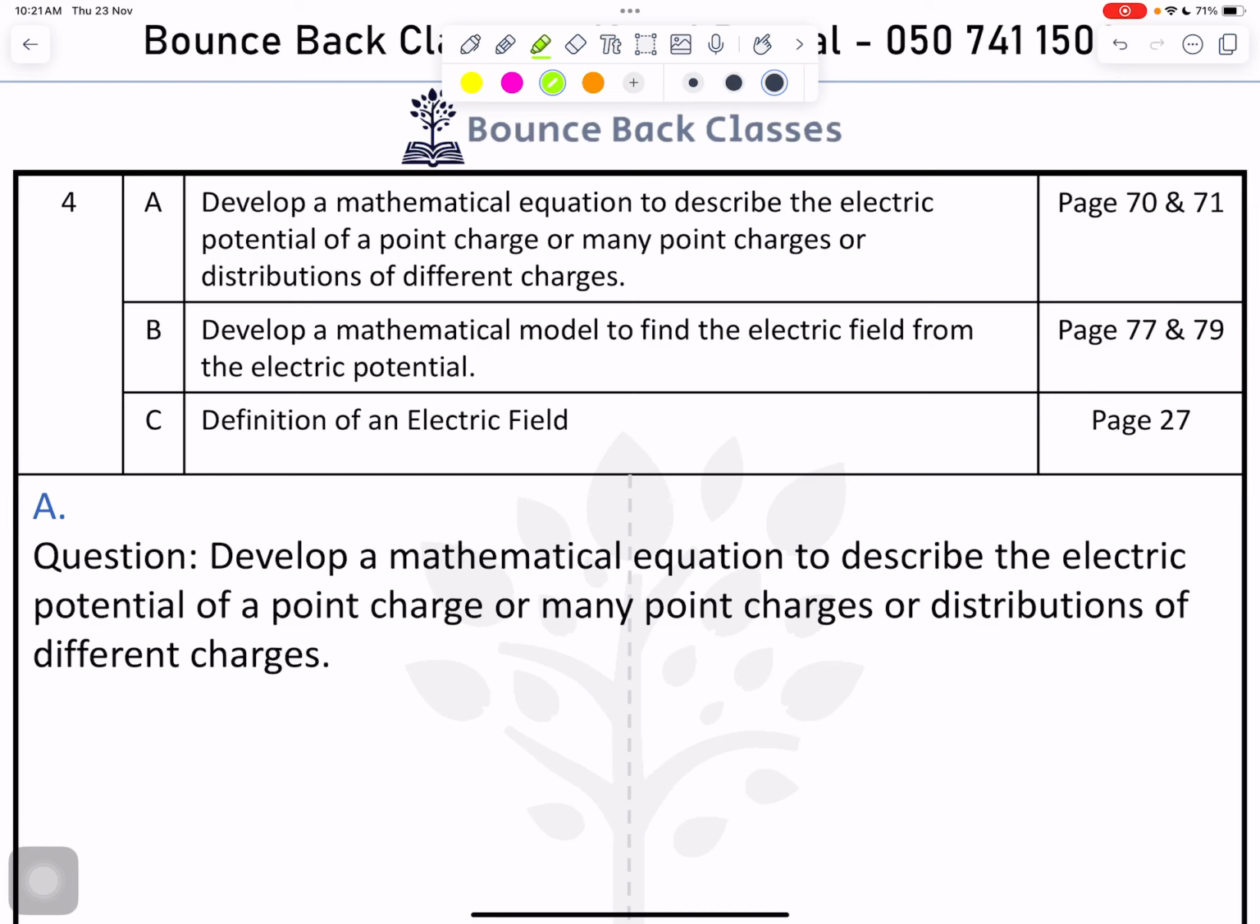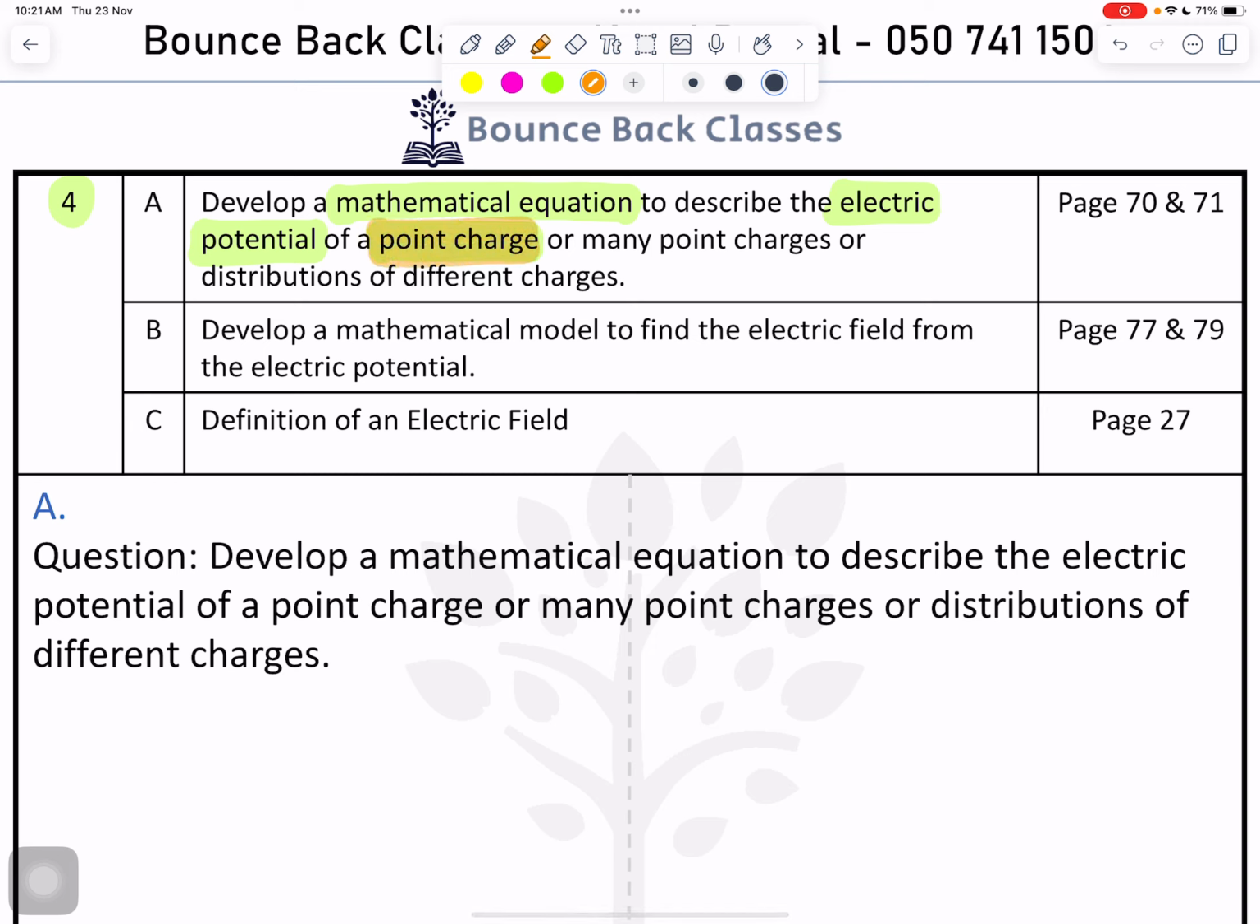In this video, we are going to learn about question number 4, question number 4 of the EOT, the writing part. Okay. So, A part, develop a mathematical equation. We need to derive an equation to describe the electric potential of a point charge. This is the major thing which you need to focus on.